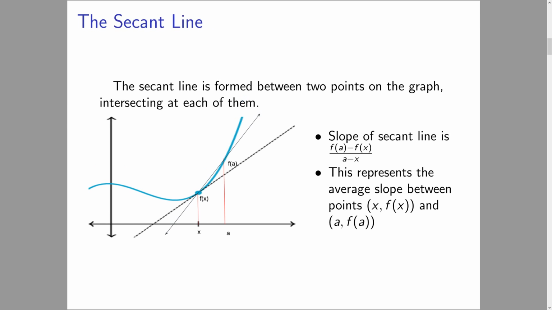Next, I'm going to introduce the secant line. The secant line is very similar to the tangent line. It just has 2 points on the graph intersecting at each of them. Usually, people calculate slope with y2 minus y1 over x2 minus x1, but we just rewrite the y2 and y1 and the x2, x1 into f(a) and f(x). So the new slope for the secant line will be f(a) minus f(x) over a minus x. This also represents the average slope between the points (x, f(x)) and (a, f(a)).